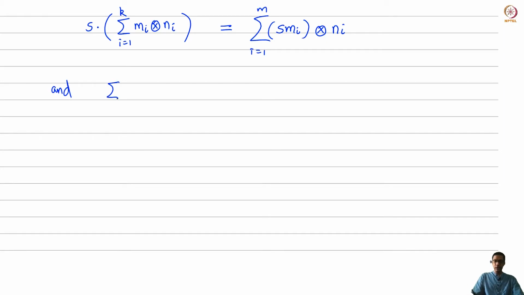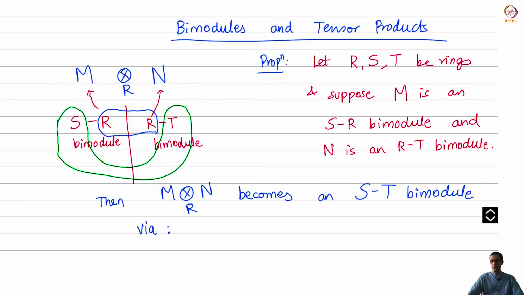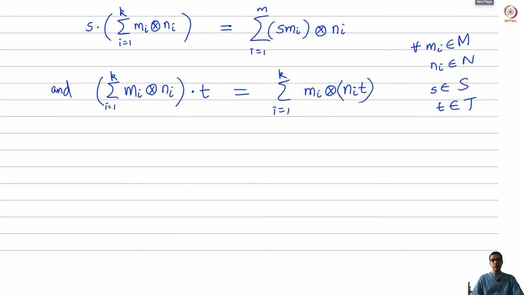Similarly, the right action satisfies the following property: the summation of Mi tensor Ni acted upon by T on the right is just the sum of Mi tensor NiT. This is for all Mi in M, S in S, T in T. So I claim that there exists an ST bimodule structure which satisfies this property: on a typical element of the tensor product, the left action of S is given by taking the left factor Mi in each of those summands and putting an S on its left. Similarly, for Mi tensor Ni, you put a T on the Ni portion. So the claim is such a thing exists.